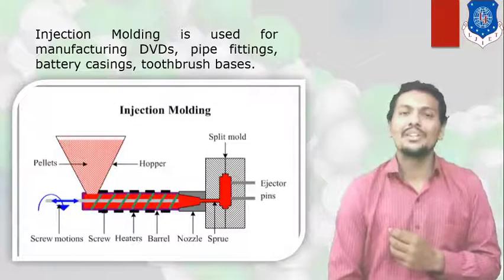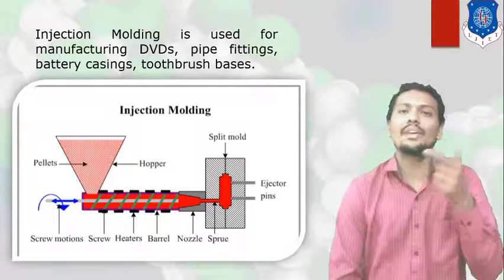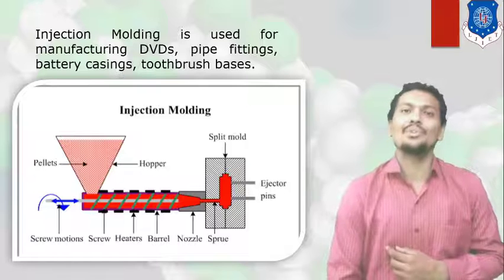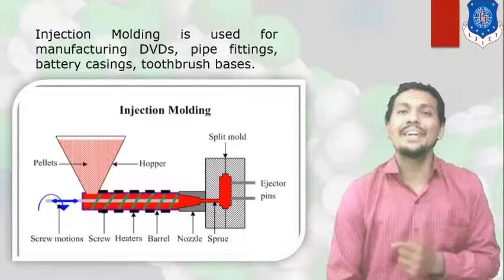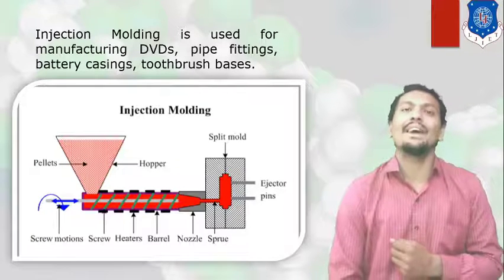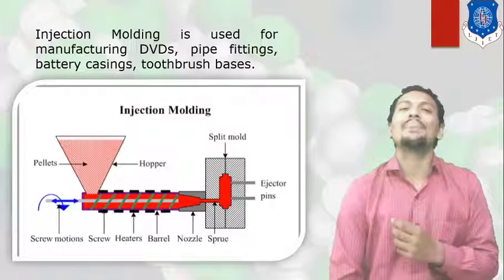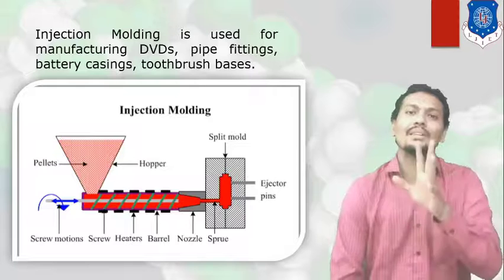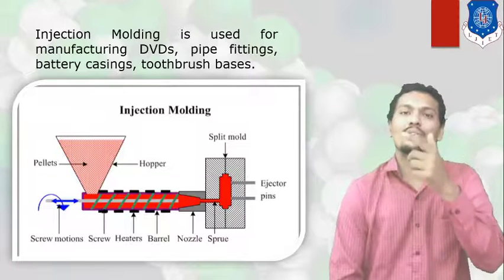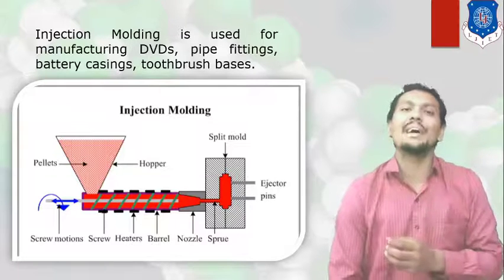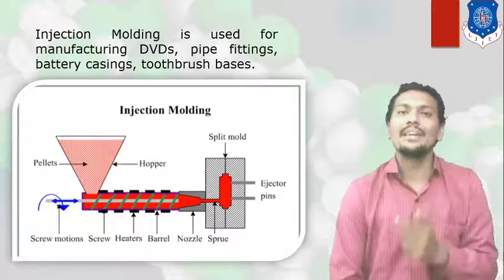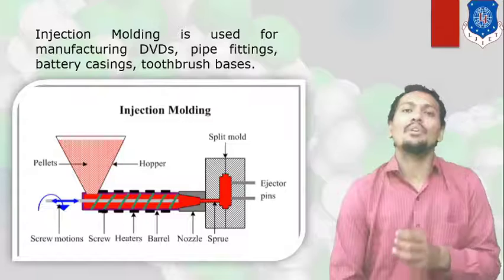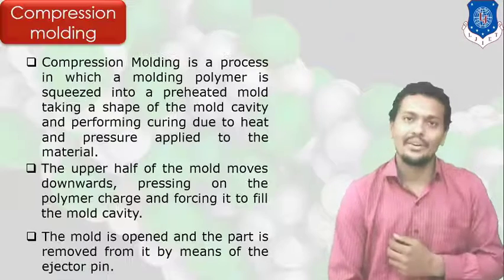Here I mentioned another view for the injection molding process. This process can be used for different plastic component manufacturing like pipe fittings and different battery casing also, right? In this, one screw type construction is used, one chamber is there, heating coil is there, and with the help of die you can shape your plastic component, right?